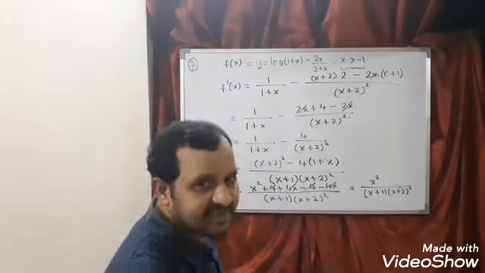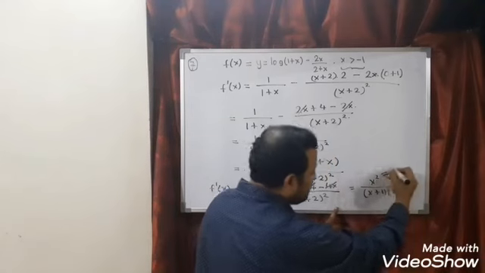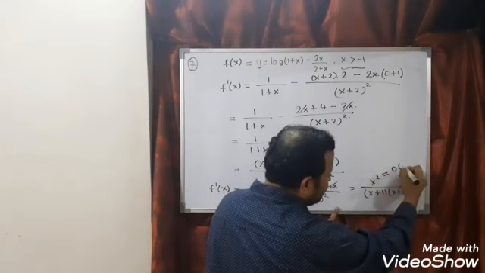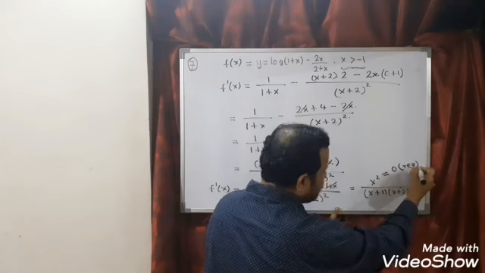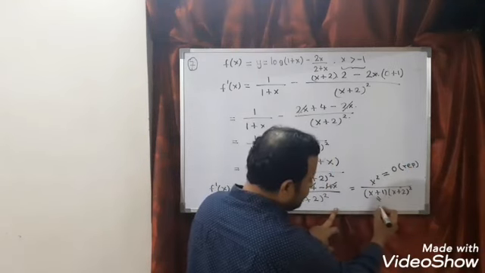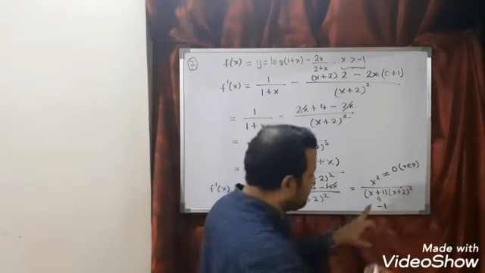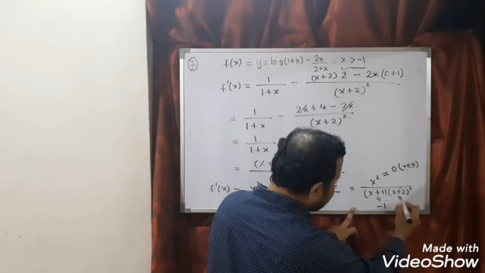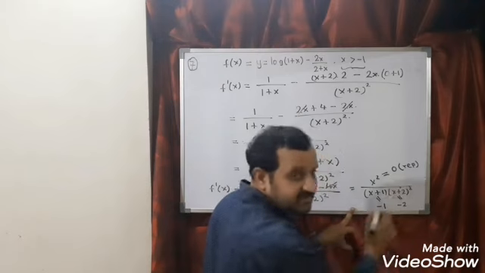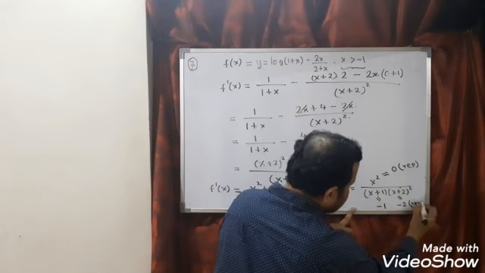Next step, find the critical point. So for what value will this term become 0? So 0 only, but it is repeated. Why is it repeated? Because the power is 2. What about this? In linear form, it is x minus 1. For what value will this become 0? Here I can say this is nothing but minus 2, and here the power is 2. So I can say this is repeated.